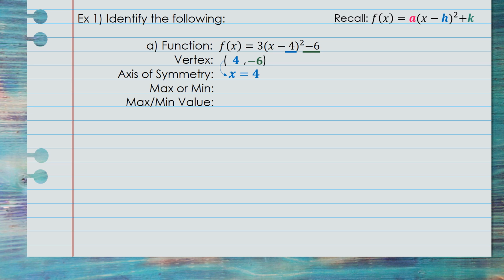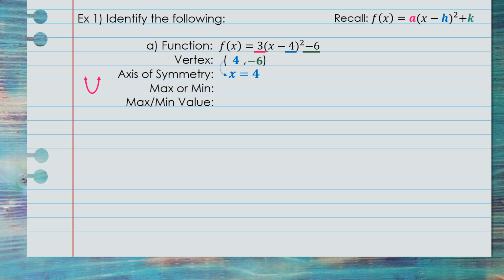Now to determine the max or min. Basically, it means, is our parabola facing upwards or downwards? Well, to find out, we look at the a value, or the number in front of the parentheses. In this case, we see a 3, but more importantly, we see a positive 3. Since it's positive, it means our parabola will be facing upwards.